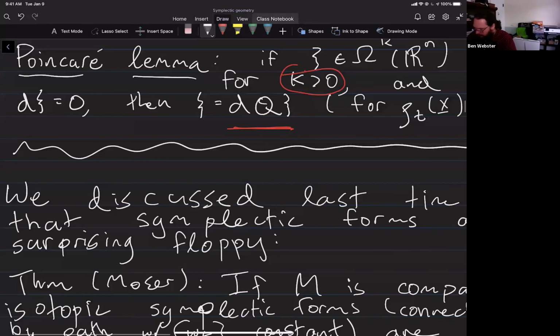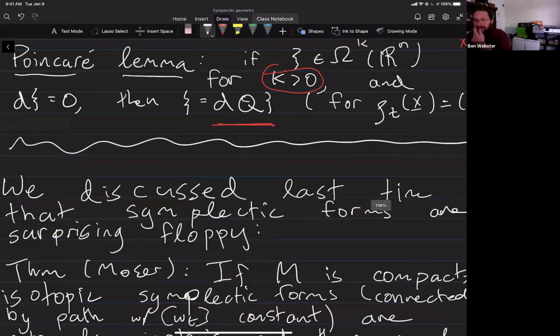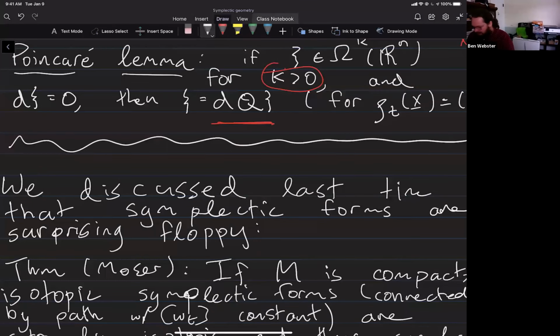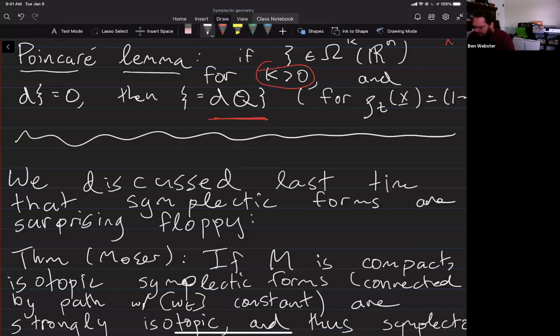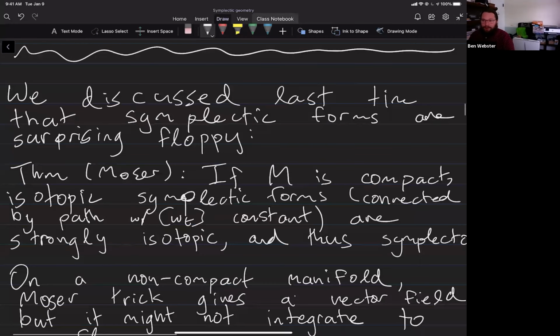All right. So that was kind of a little side discursus, but I thought it was worth covering. So let's get back to some symplectic stuff. We talked last time about the fact that it's very hard to deform symplectic forms, right? If I have a compact manifold and two isotopic symplectic forms, they're strongly isotopic and in particular symplectomorphic. We use this Moser theorem where to construct the symplectomorphism between them, we kind of integrate it, right?